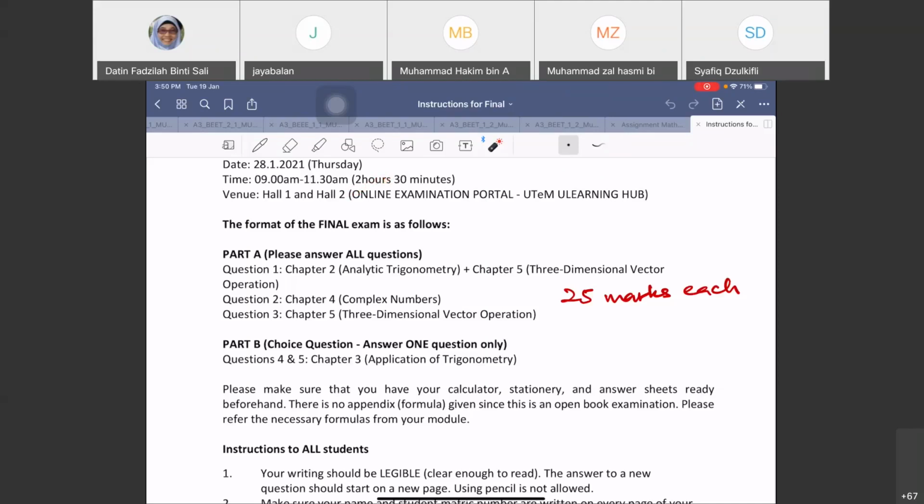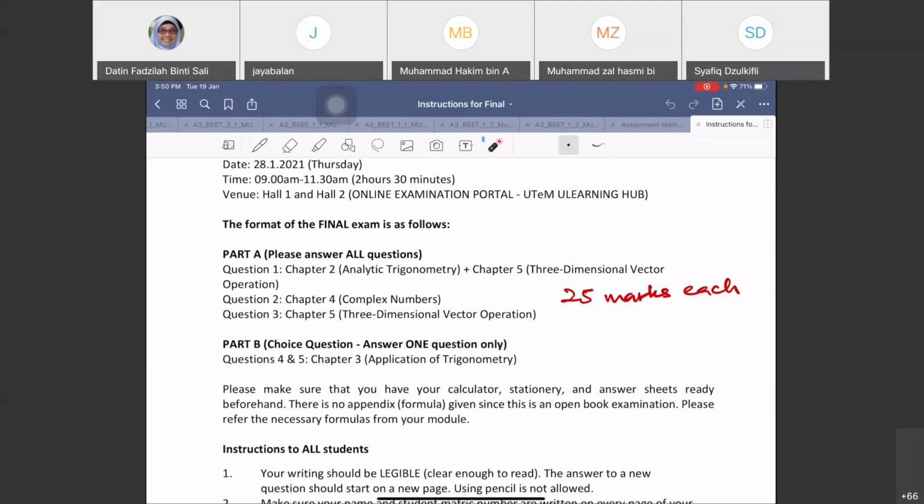By 11:30, I think the coordinator will remind everybody to start uploading. Maybe I can also remind you at 11:30. I'll message into the WhatsApp group to start uploading. But of course, if you don't look at your handphone, you cannot see it. At 11:30, make sure you start uploading your solution.